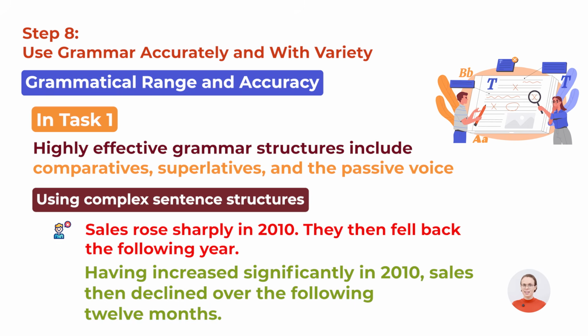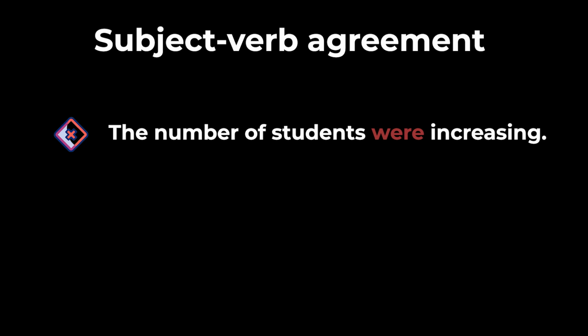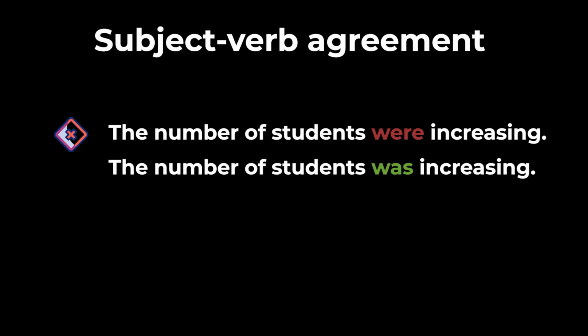One thing to watch carefully is subject-verb agreement when writing about data. It is easy to make errors like, the number of students were increasing. It should actually be, the number of students was increasing. Make sure to double-check these small but important details when you review your answer.